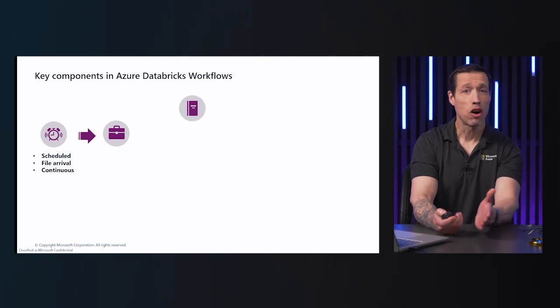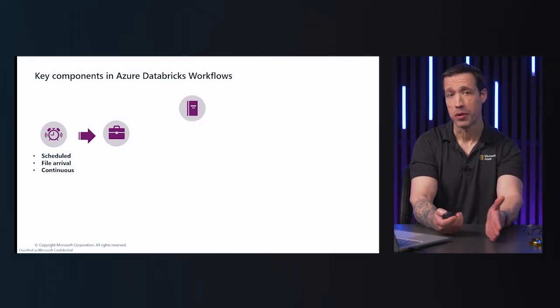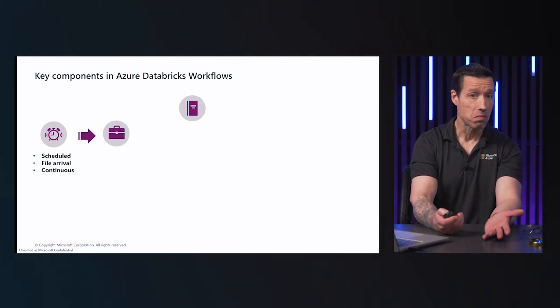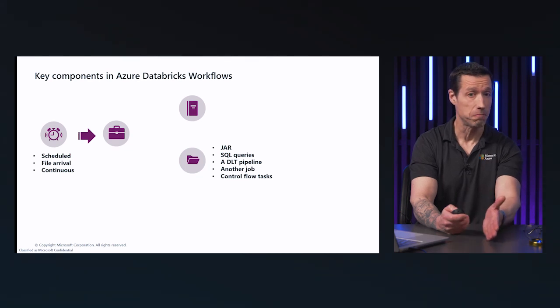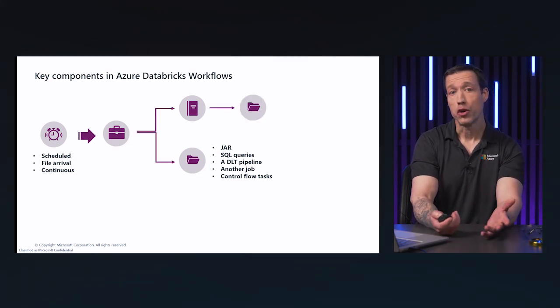A task represents a unit of logic to be run as a step in the job. Tasks can range in complexity and can be a notebook or any one of these other task types. You can control the execution order of tasks by specifying dependencies between them. You can configure tasks to run in sequence or parallel.